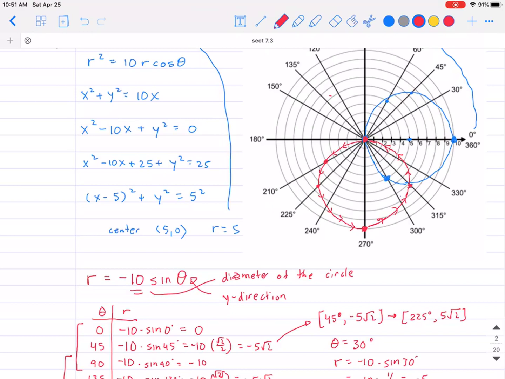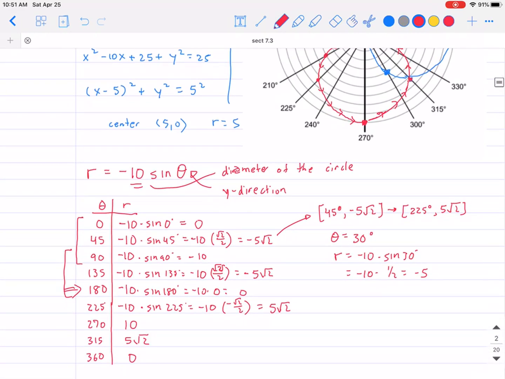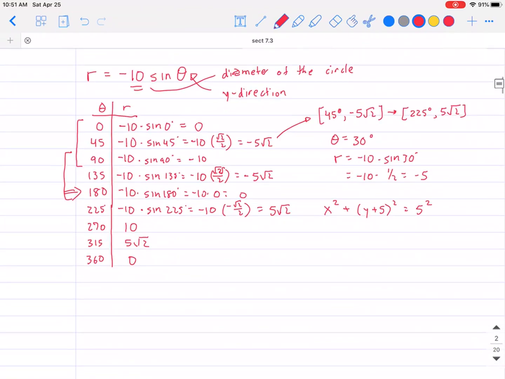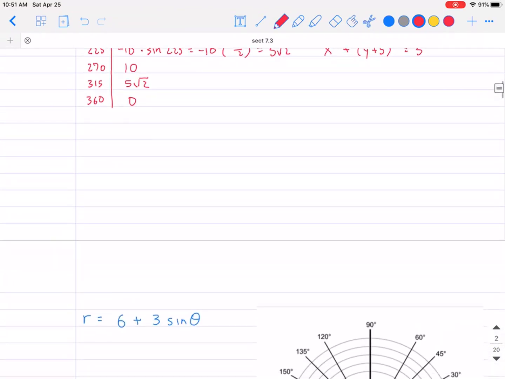Because remember, when it comes to polar, x is related to cosine, whereas y is related to sine, just like you did on the unit circle, okay? So hopefully that part does make sense. If you want to convert that back into Cartesian, you can definitely see what the equation is. But my guess, according to what we've been saying so far, is that you're going to get the equation x squared plus (y plus 5) squared is equal to 5 squared, according to what we said.